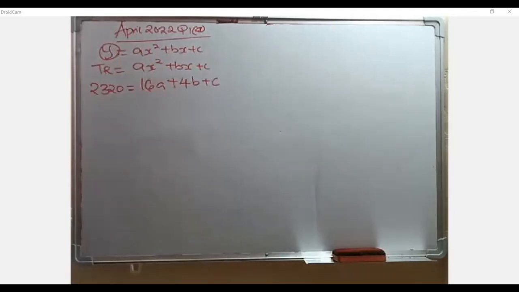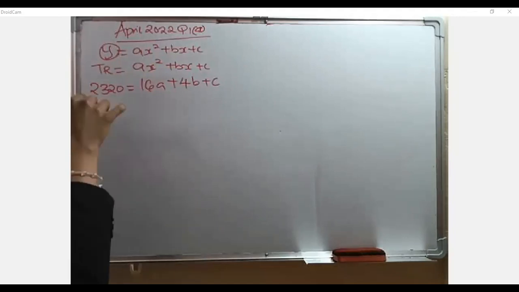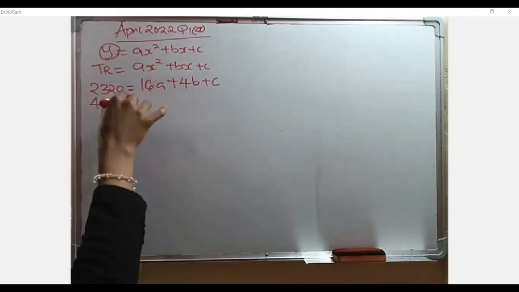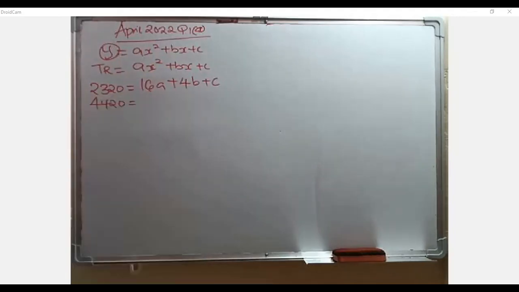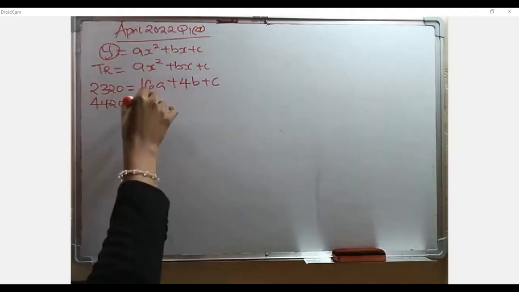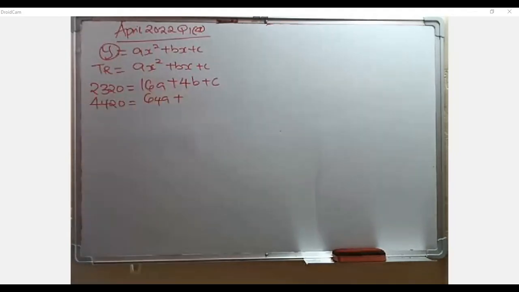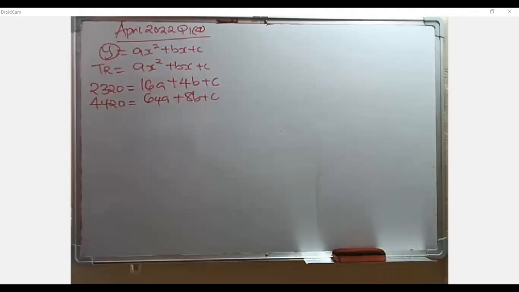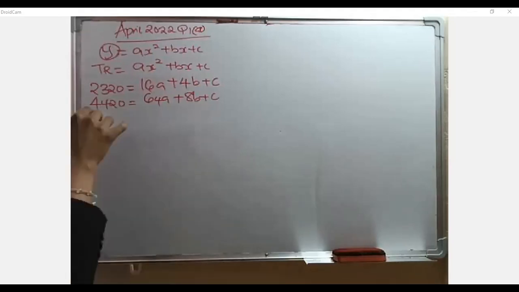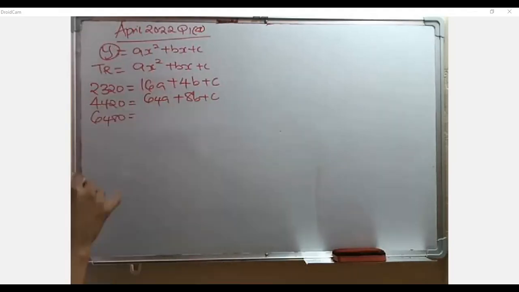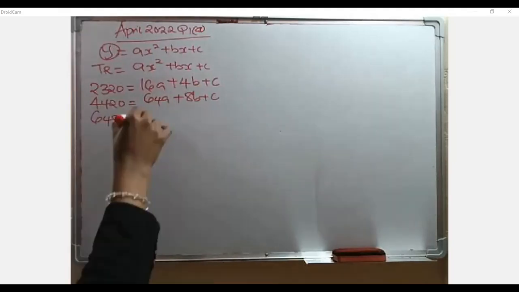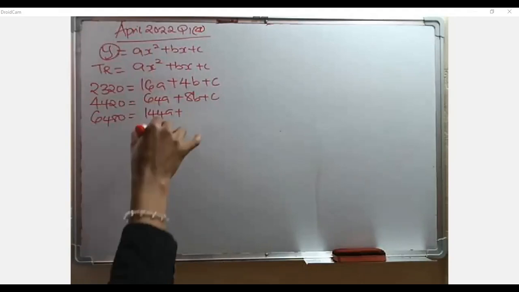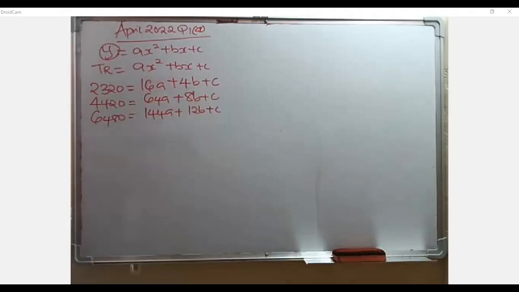Let us go to 2020. The revenue given is 4420, which equals, when you look up there, 8 squared, which is 64a, plus we add our 8b plus c. Then for 2021 the revenue is 6480, which equals 12 squared, which is 144a plus 12b plus c, right?